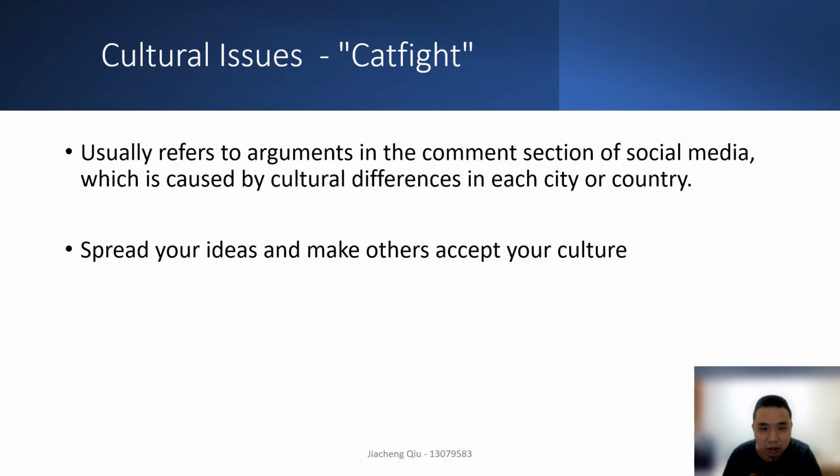The next part is the cultural issue of confiding. Cultural confiding means that because of cultural differences between each city and culture, some people argue in the common area. For example, because a blogger teaching math in a very special way, there is argument in the common area about this way of teaching. The other issue is that the confider actually wants to spread his thinking to other people, which leads to a bad environment in the common area.